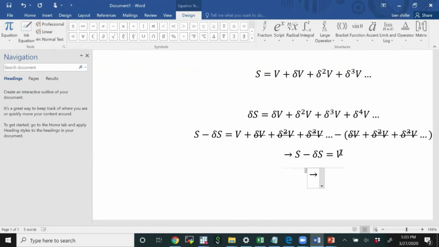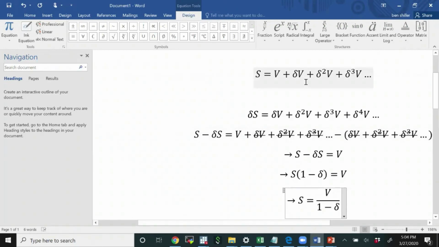So note that this left-hand side, S minus delta S, is the same thing as S times 1 minus delta. That's still equal to the right-hand side. And so if we divide both sides by 1 minus delta, that tells us that S is equal to the payment that is received each period divided by 1 minus delta. So rather than adding up this infinite sum or trying to come as close as we can to approximating in Excel, we can just come up with this very simple analytic formula.